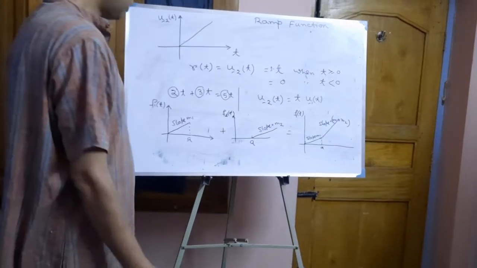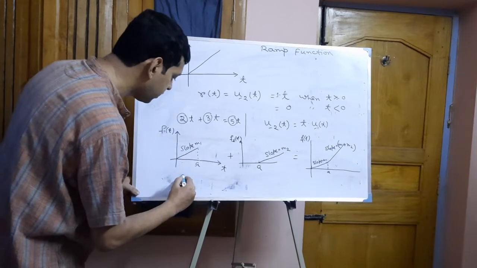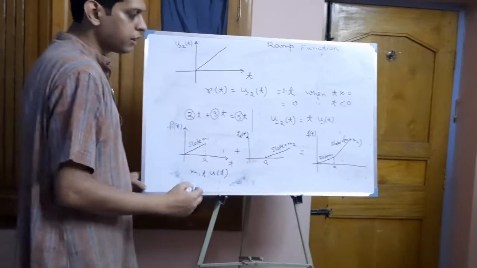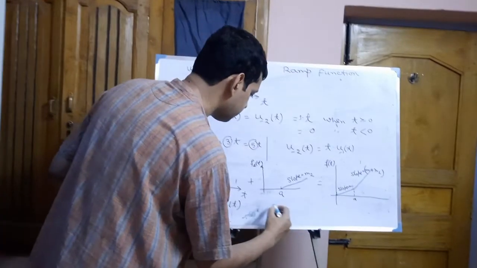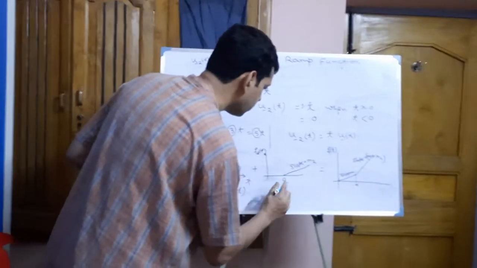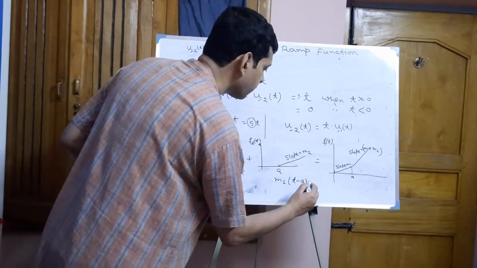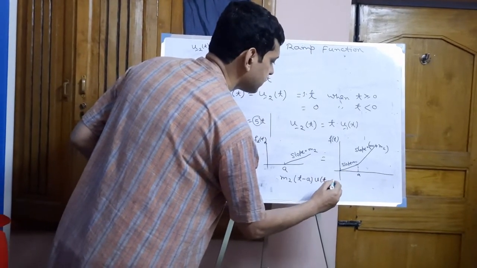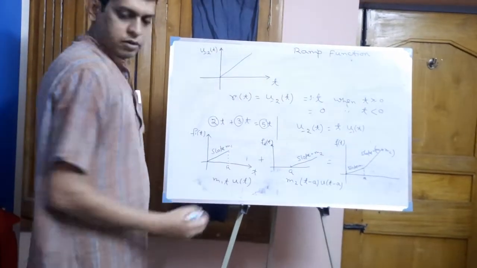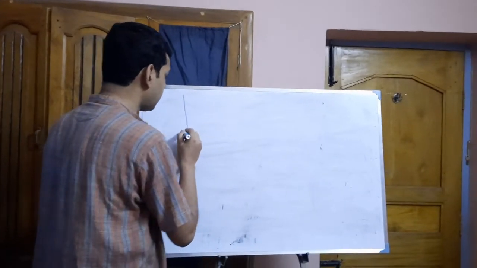Okay, now we can express this f1 as what? m1 t u(t), and we can express f2 equal to m2 into (t minus a) u(t minus a). Okay, now we want to express this function.